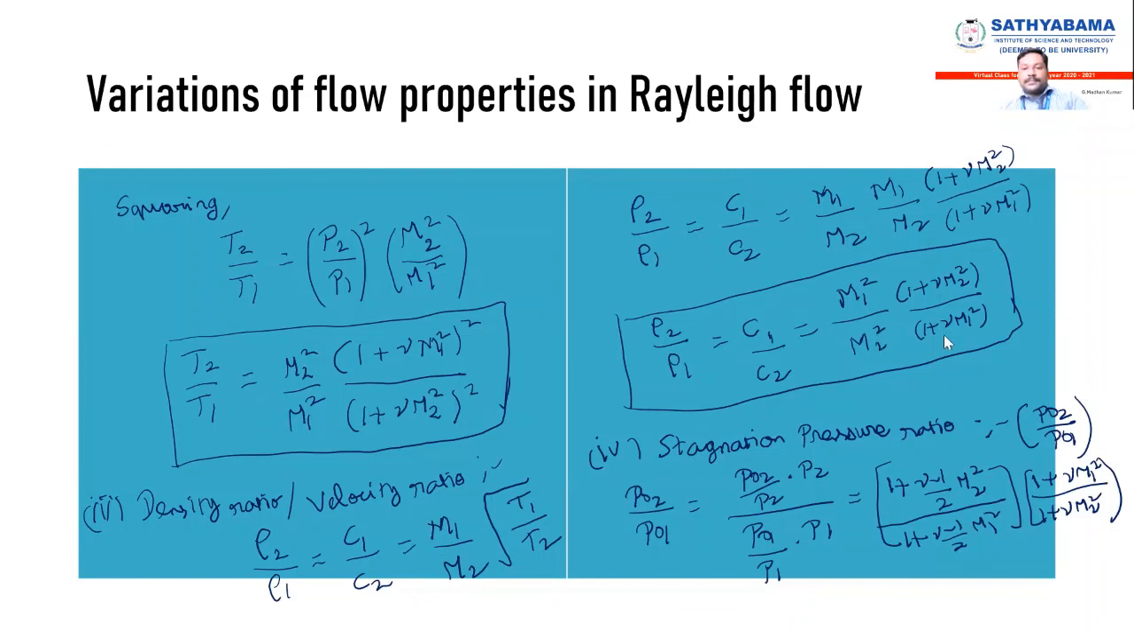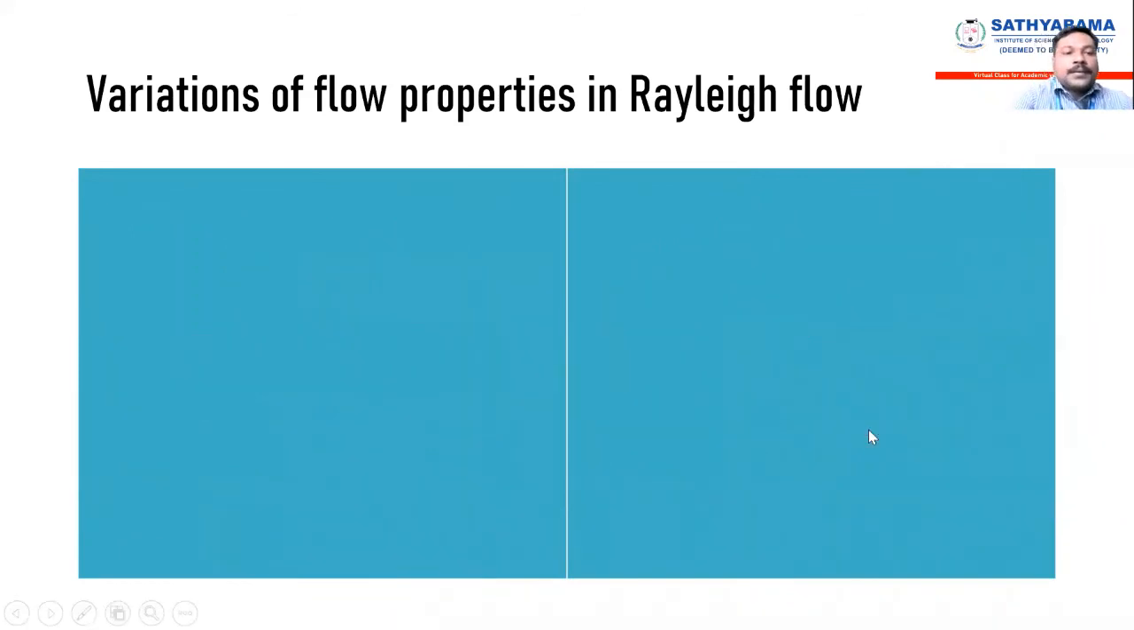And then finally we have the stagnation pressure ratio. Similarly, we can also write it for the stagnation temperature ratio. That is the second one. So the stagnation temperature ratio is nothing but T02 by T01. Okay.